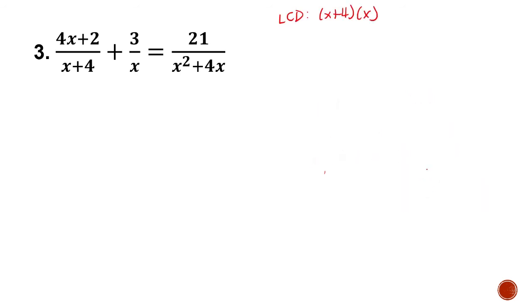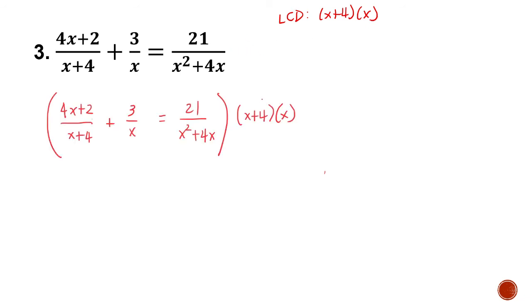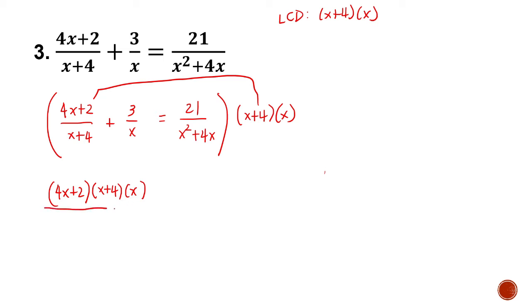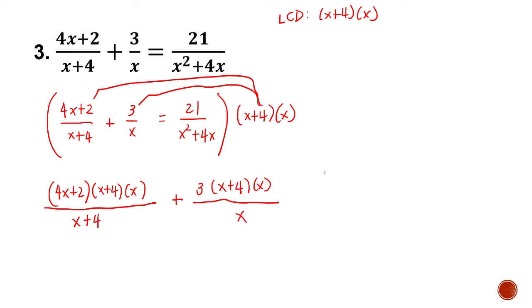Okay, what's next? We are going to multiply the LCD to all the terms of the equation. So, we distribute. So, kung i-distribute natin to, yan. So, 4x plus 2 times the LCD, which is x plus 4 times x. Mamaya na tayo mag-distribute kasi medyo maraming terms dito para hindi tayo malito. Plus, we are going to multiply this to the second fraction and to the last fraction.